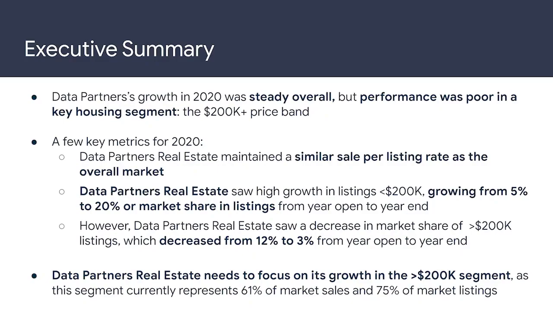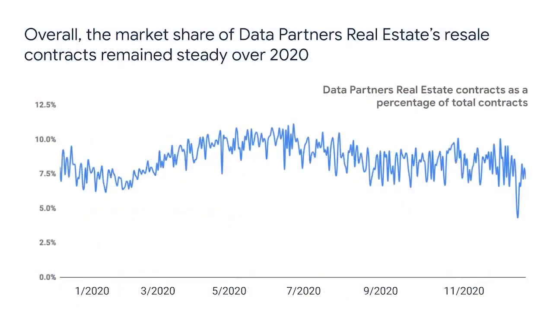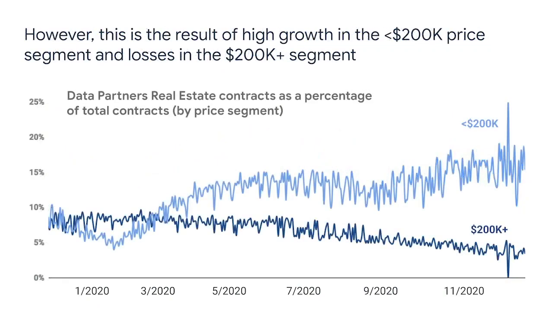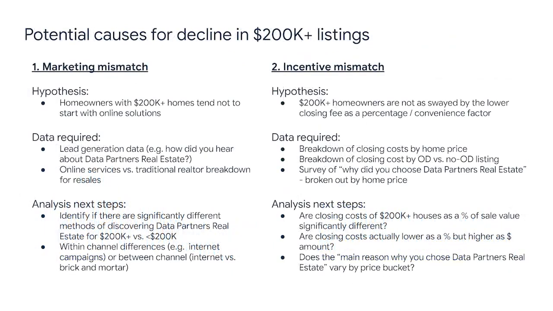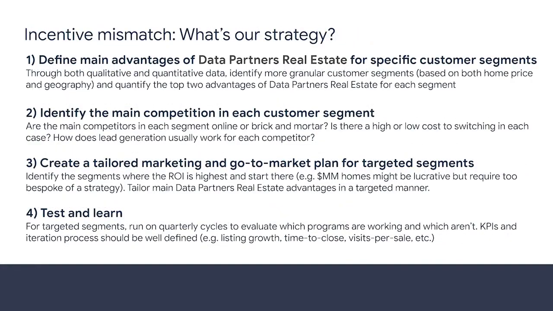And in each slide after this, they use the title to tell their story and explain the steps of their analysis. They state the overall market share of this company's resale contracts has remained steady. And they explain that this is the result of high growth in one area and losses in another. Then, they explain this gap and outline some potential causes. And in the speaker notes, they've added some key assumptions they've made. To wrap it all up, they've acted on the data by providing recommendations for the business to consider.